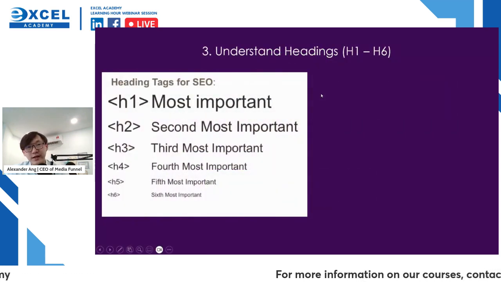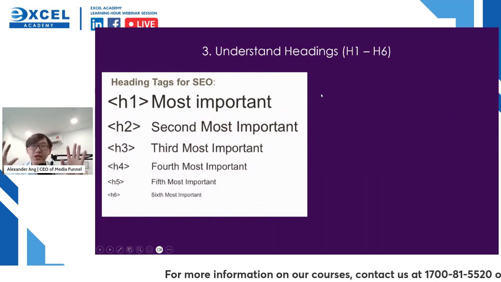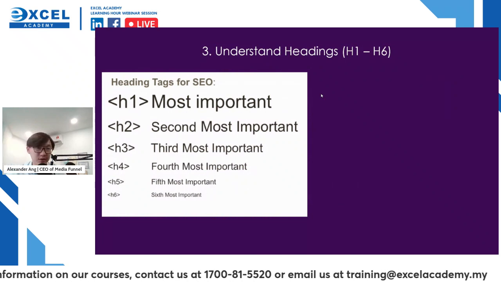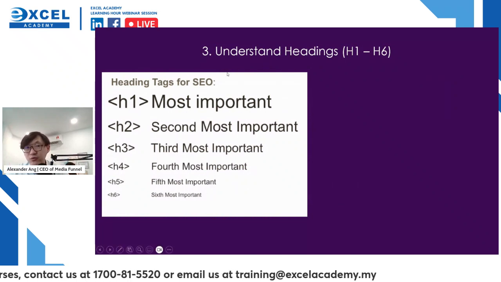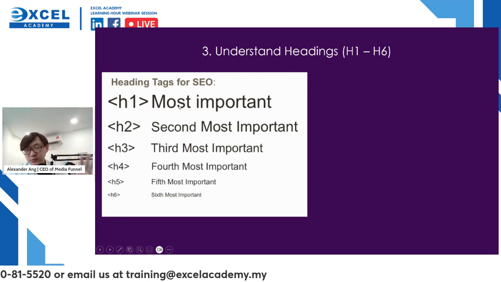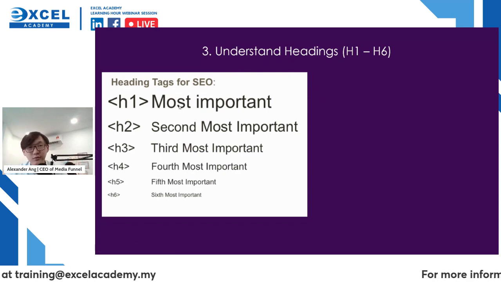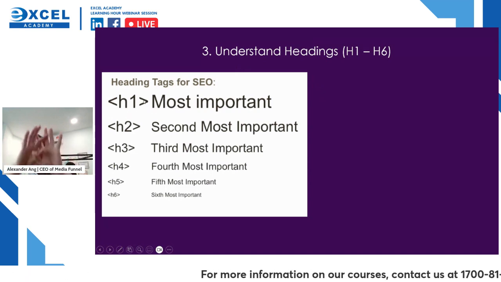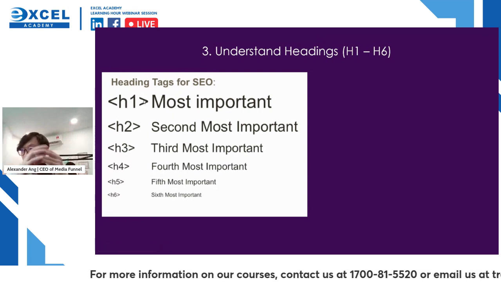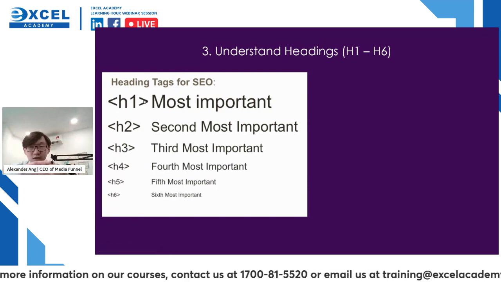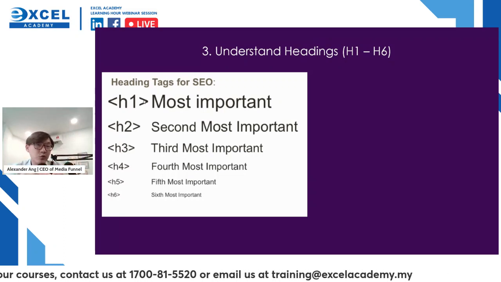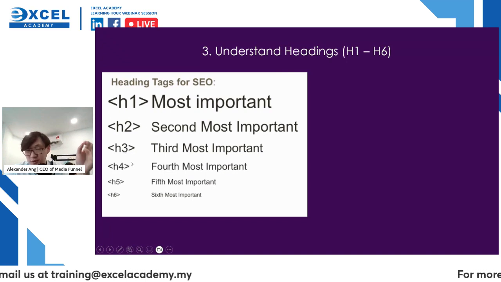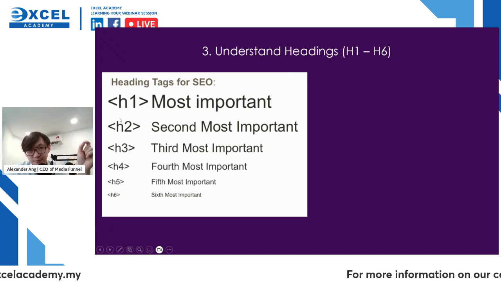Now, next one is to understand headings. Google doesn't know which keyword is the most important, which is the second most important or the third most important. What you want to do is tell Google which one is the most important keyword for you in a website. So you have to put an H1 in the headlines. Usually it's at the front part of your website or a blog title. And then you put the second most important, third most important, fourth most important. Most people will use the first 2 to 3 only.